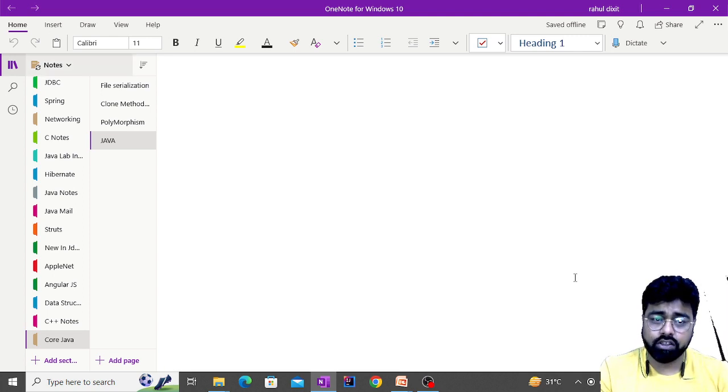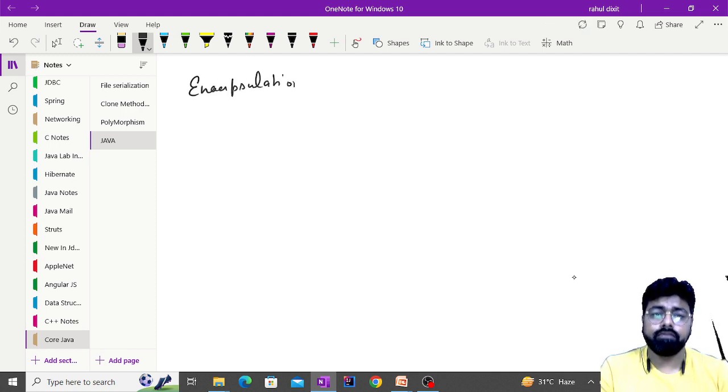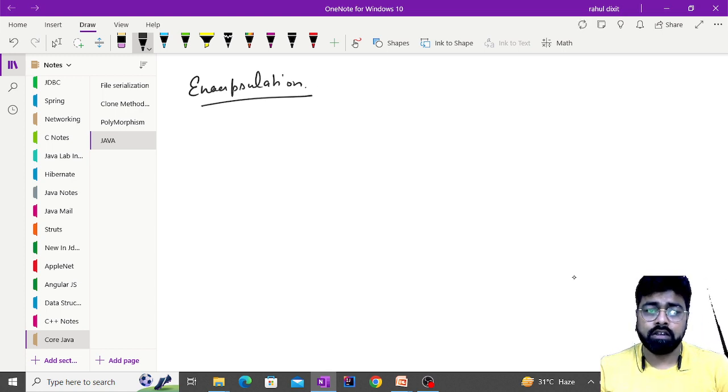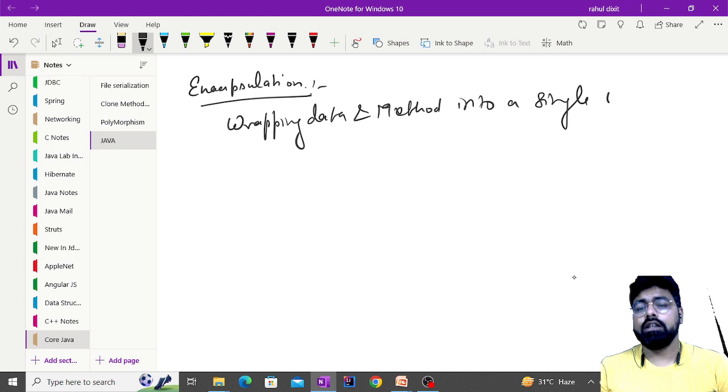So the very first concept is encapsulation. What is encapsulation? What is the definition actually? Wrapping of data and methods into a single unit is called encapsulation.